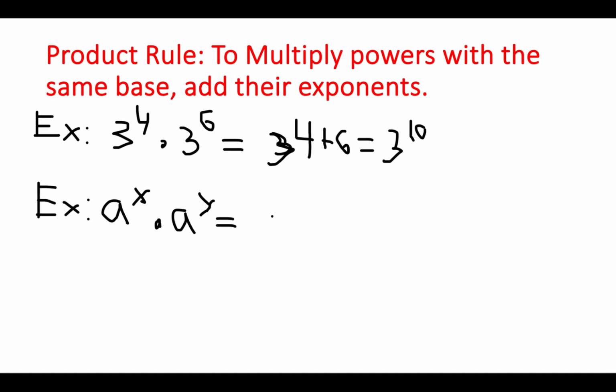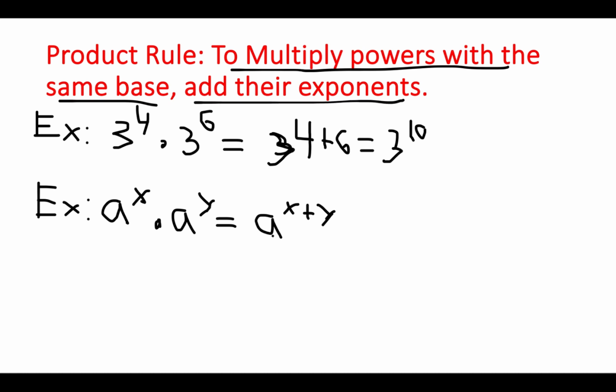So it's just going to be a, which is the same, and the exponent will become x plus y, because here it says to multiply powers with the same base, and for the first example the exponents were 4 and 6, and here x and y are the exponents, and you add them to get your answer. So a to the power of x plus y is your answer. Let's move on to the next one.